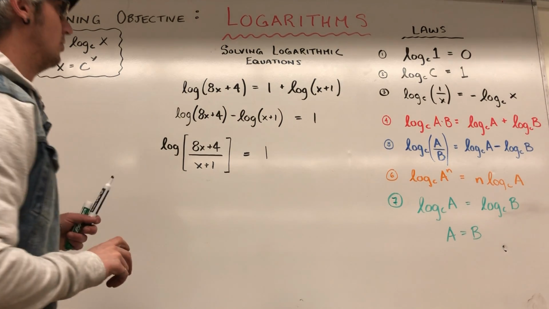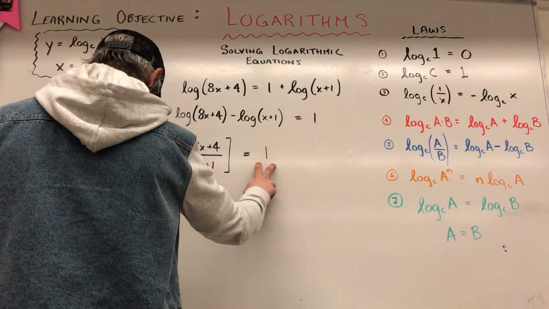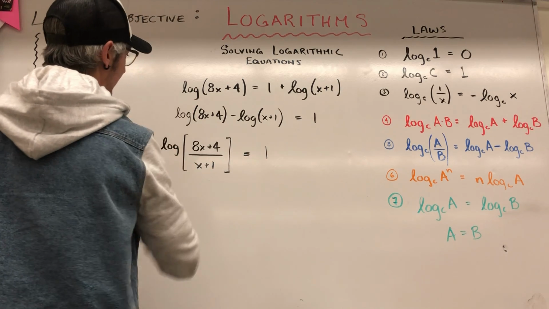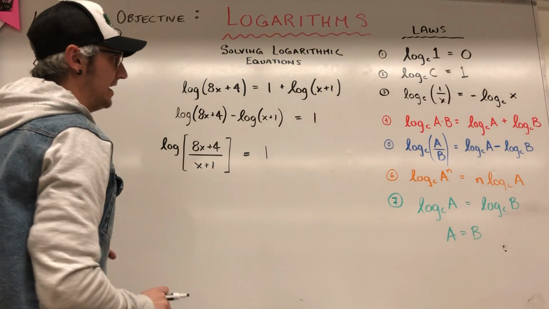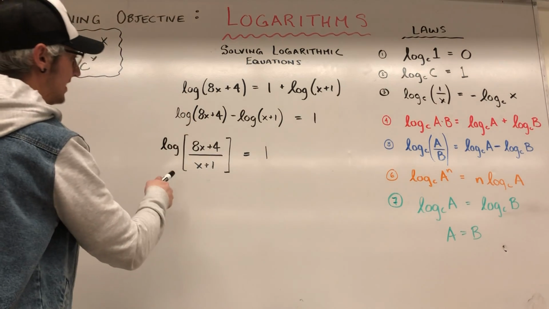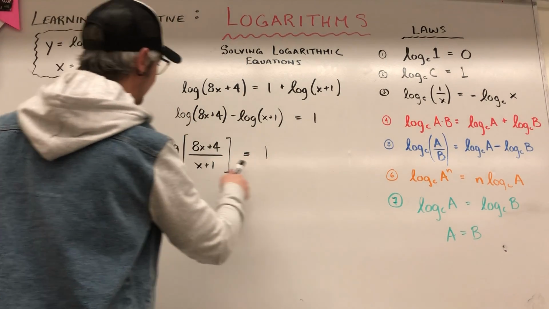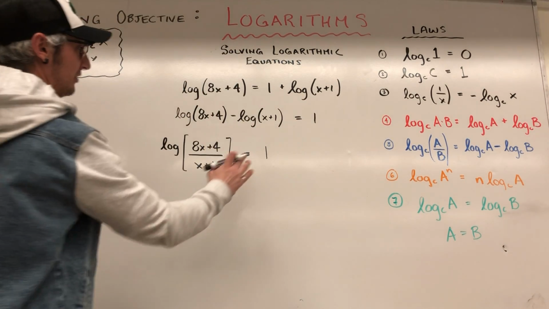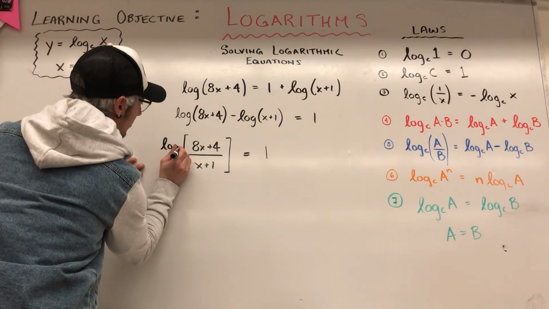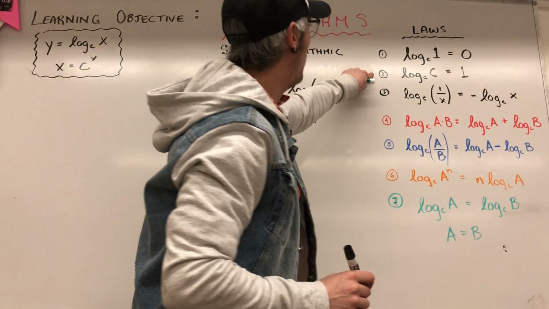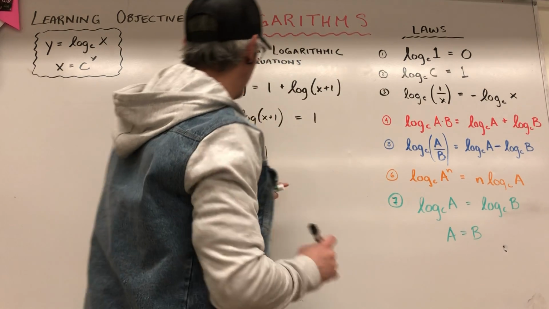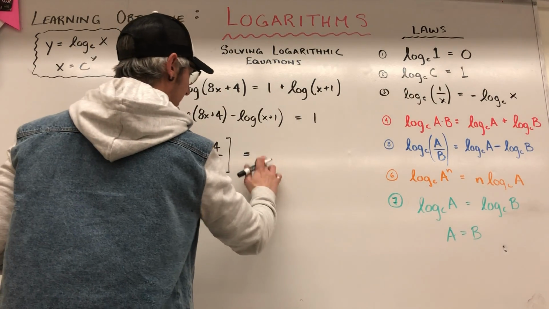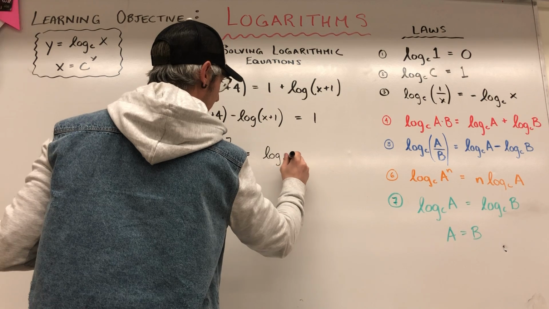Okay? But what am I doing here? So this is log base 10. How do I get 1 from a log base 10? Well, I want to basically get this into a form where I can use this law here, okay? So that I can get rid of the logs. So I need to write 1 as some log with a base 10. So here, 1 is the same as log base 10 of 10. Because that's going to give me 1. So I can write it log base 10 of 10.